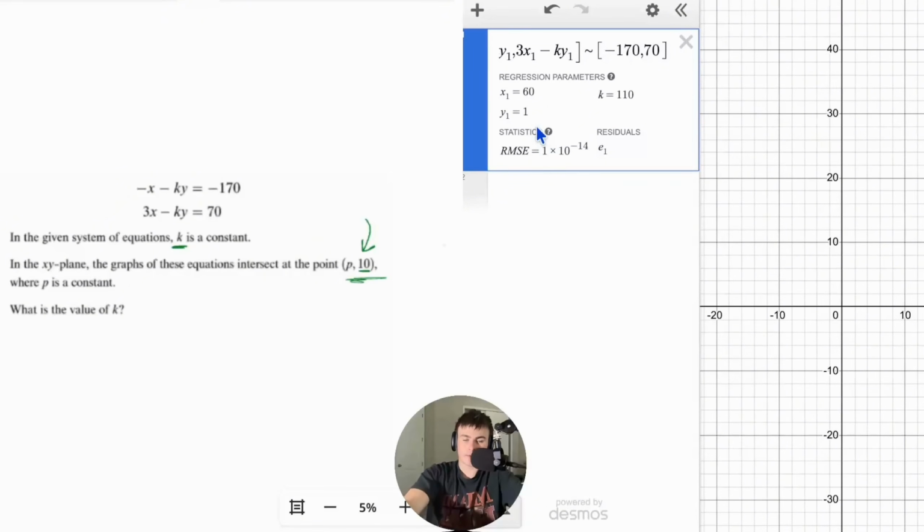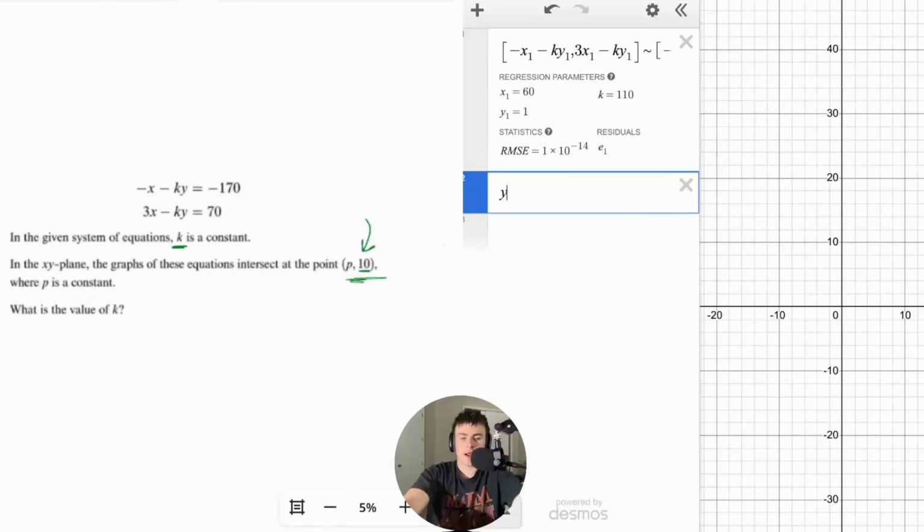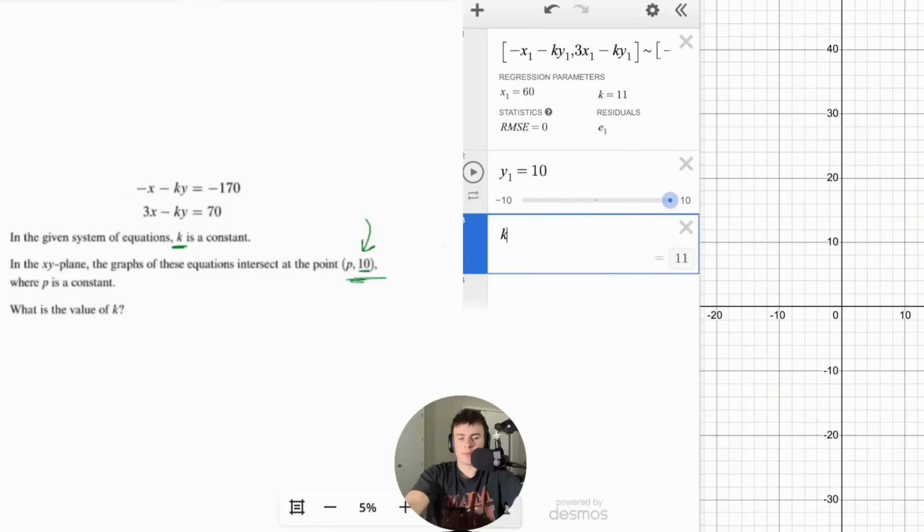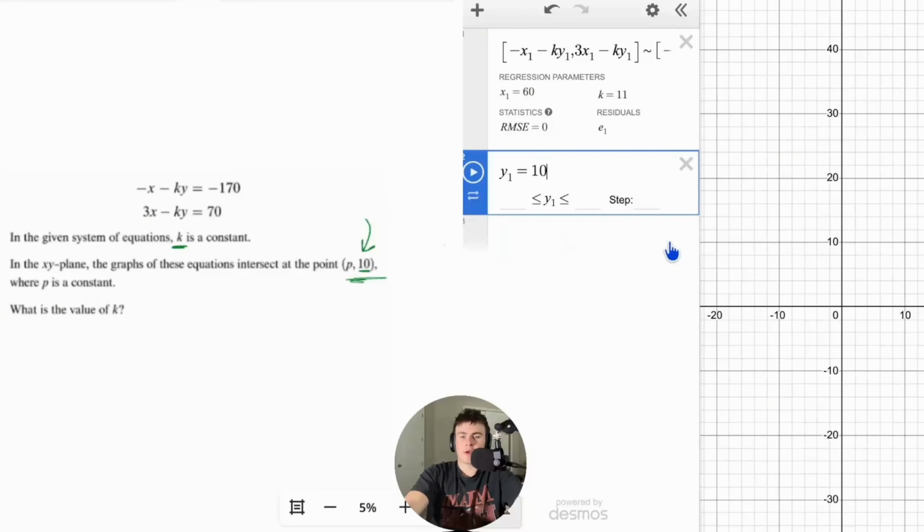So therefore, I can just define y1 as 10, and then it'll give me the accurate number. Therefore, k would be 11. That would be it. You might be wondering, Scott, why didn't you do x1 equals random 10? Well, we don't need to. That's too much information. Desmos already has enough to solve for k. RMSE is 0, that's a good sign. And we know that y is 10, so it has more than enough info to solve for k.